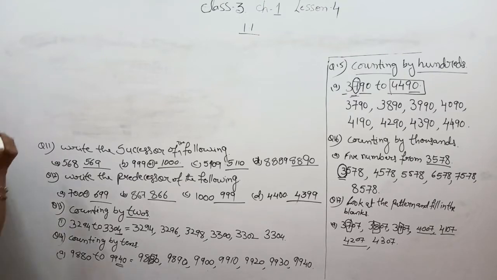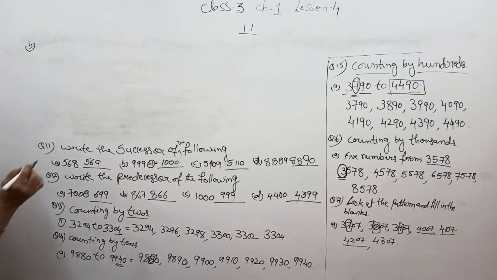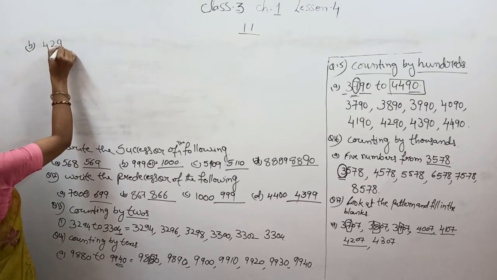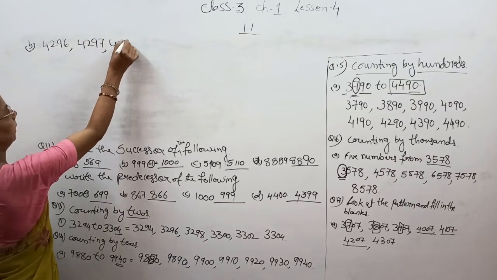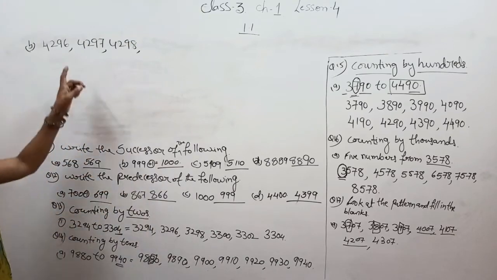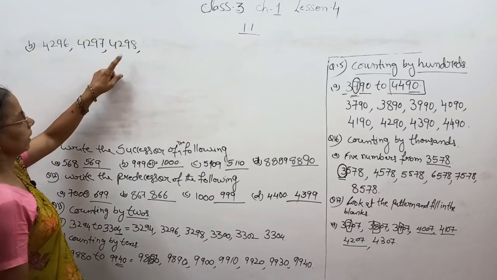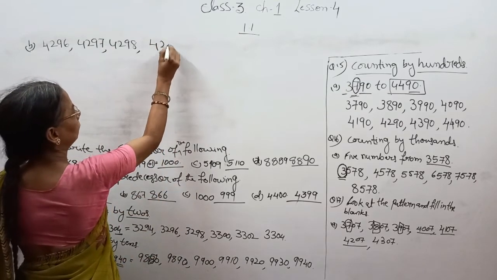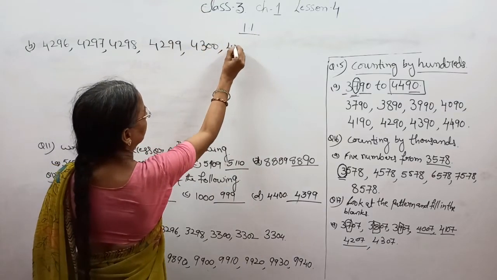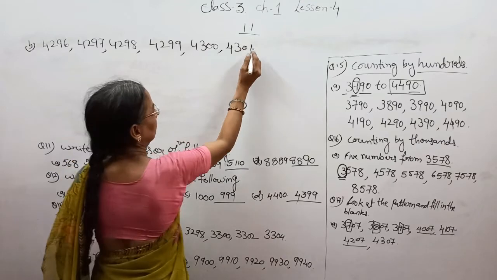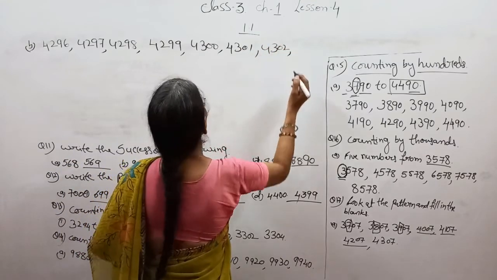That is B, 4296, then 4297, then 4298. In this, the numbers are written continuously, that is 96, 97, 98. Now we have to write 4299, then 4300, then 4301, then 4302.